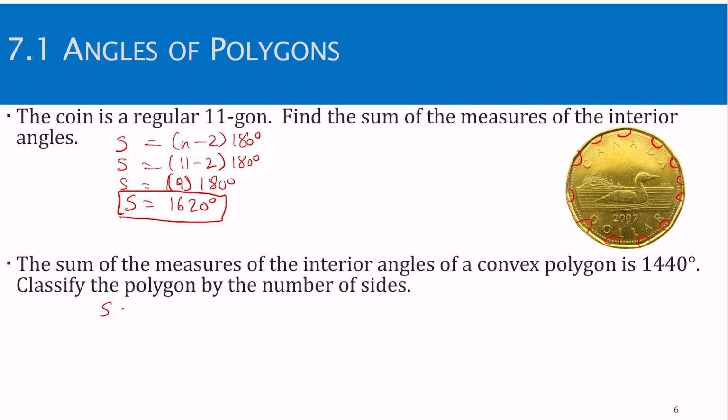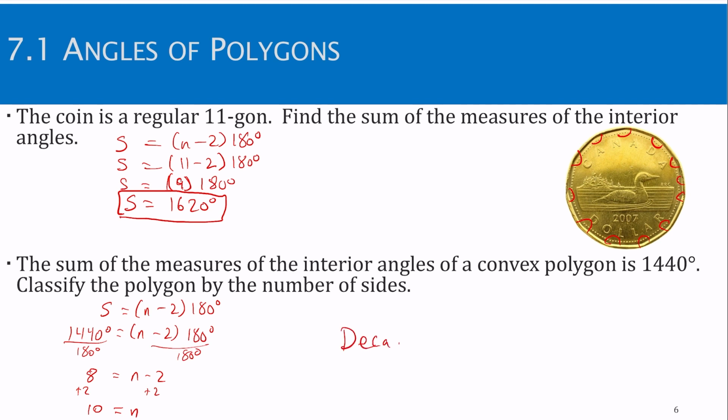Well, we can still use the same formula since I know the sum of the angles, and that would tell me the number of sides. So the sum is 1,440. Could solve for n now, so let's divide by the 180, which gives us 8. And then add the 2, and we get n is 10. So there are 10 sides. 10 sides, that's right, a decagon.